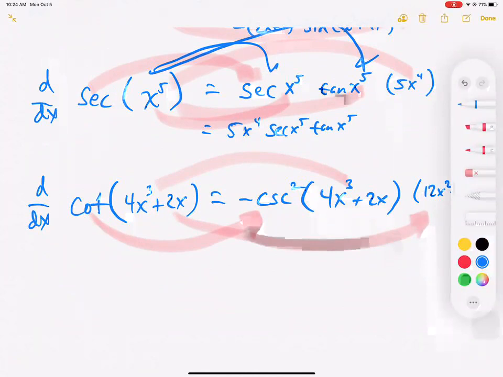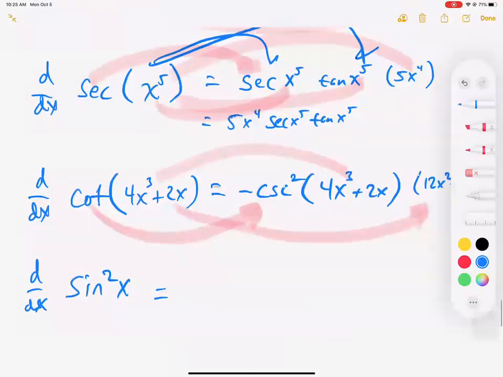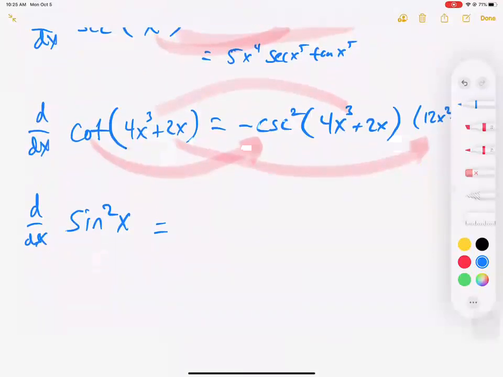So let's do a problem that looks a little different now. d over dx of sine squared x. Now, this is why I mentioned right at the first day of class that when you work on calculus, we're going to use everything we've learned since Algebra 1. And you might say, what am I supposed to do with that? I know the derivative of sine, but I don't know the derivative of sine squared. You're right, you don't. Let's rewrite this.